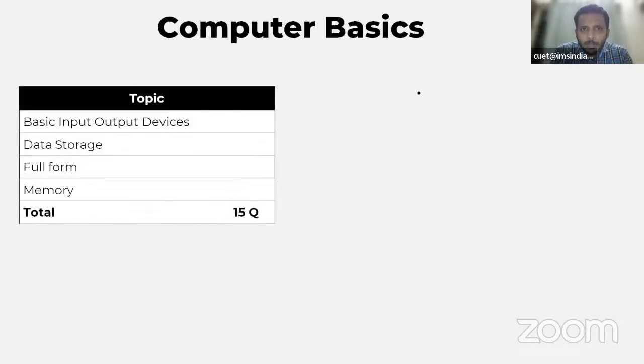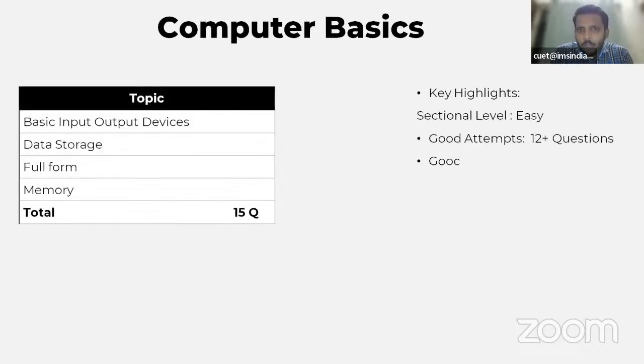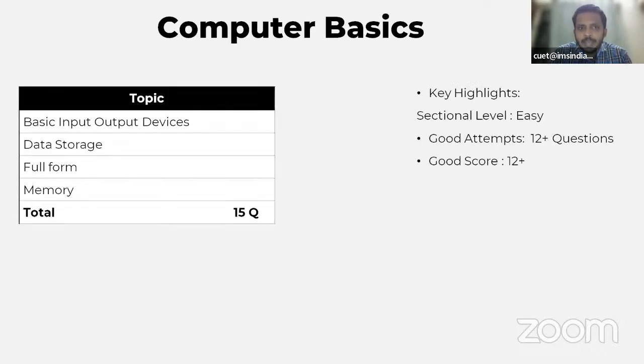Moving on to the computer basics section. Across slots, this section was completely easy. Again, you could rely completely on the resources provided by IMS for this section as well. Basic input, output devices, data storage, full forms, memory, computer basics that you would have studied in your school. Out of 15 questions, again, with the help of the compendium, you could easily cross 12, 13 attempts with extremely high accuracy in this section as well.